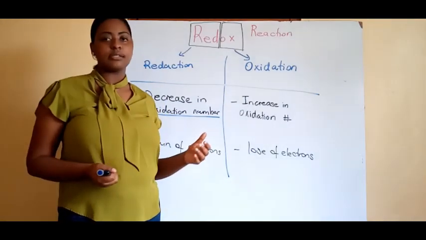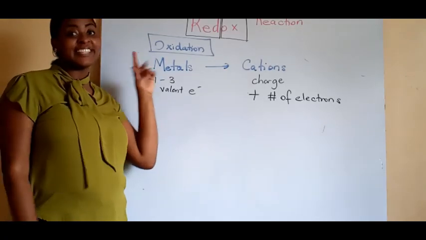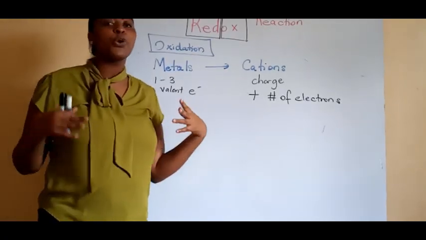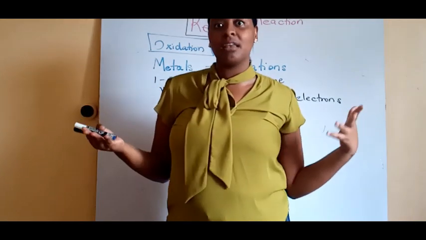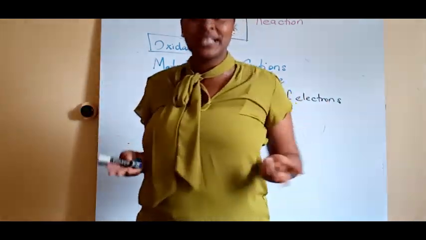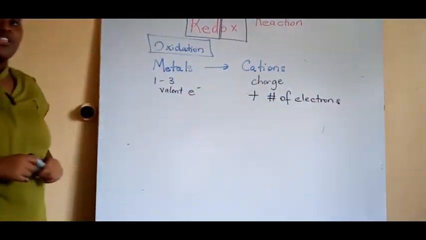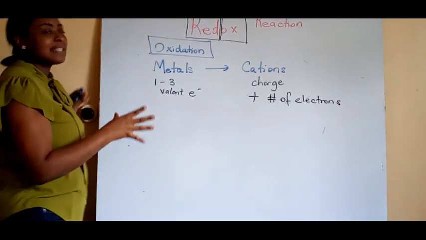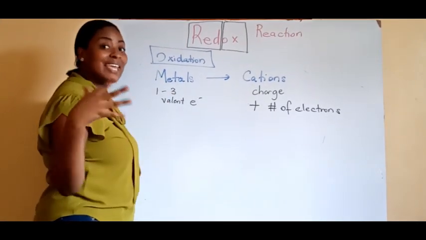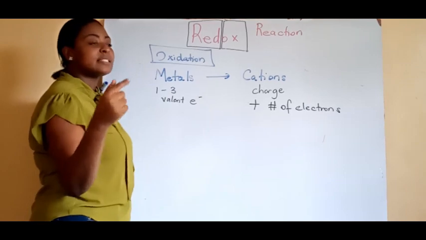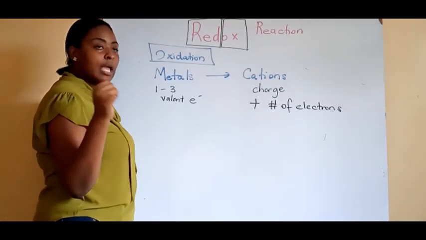We can also define the two terms in terms of electrons, what is happening. In terms of reduction, reduction is the gain of electrons, and in terms of oxidation, oxidation is the loss of electrons. So we're going to go into oxidation reactions, but before we get to that, we need to go back to the beginning of chemistry, the original principles, to see what is happening. Now when we go there, we're going to look at metals. Remember we said that metals have 1 to 3 valence electrons. That means they have 1 to 3 electrons on their outer shell.